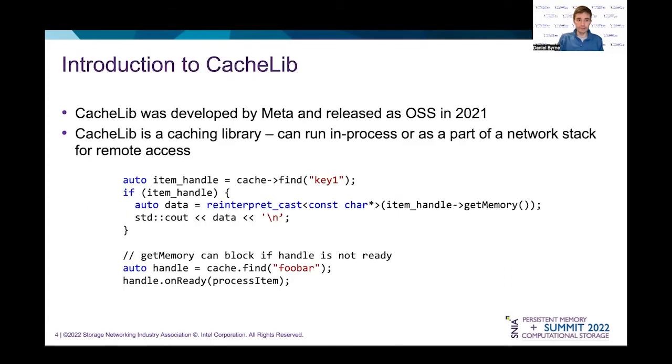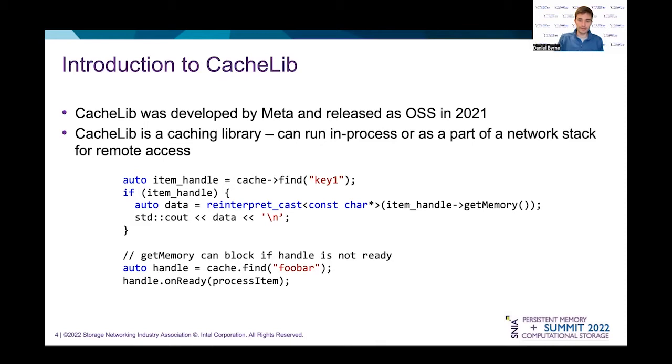Okay, so CacheLib was developed by Meta and released as open source software in late 2021. And like I mentioned, it's a caching library. It can run in process, or you could build it as part of a network stack if you need remote access.